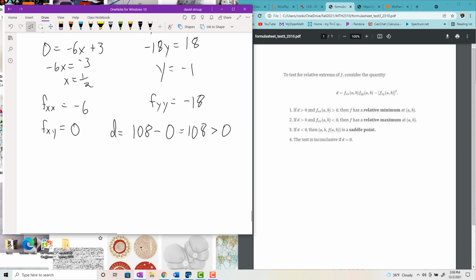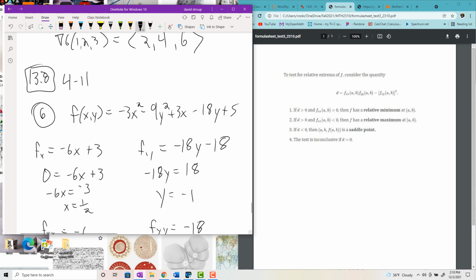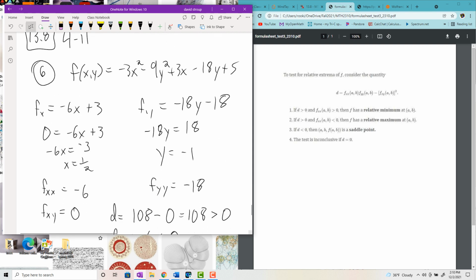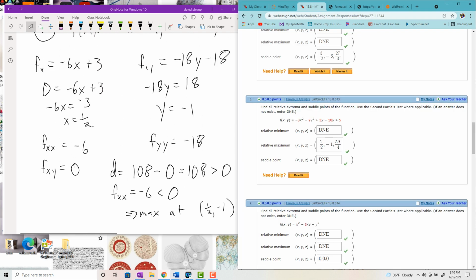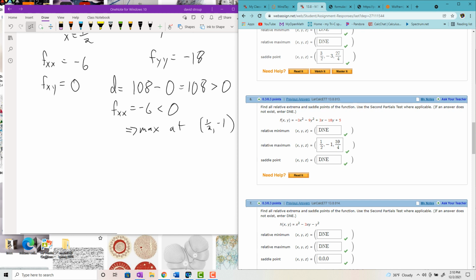It's then dependent on your fxx value, and our fxx value is negative, and I kind of think of that as a concave down situation, right? So you're going to have a maximum. So a max at the point 1/2, -1. Okay. If they want the max, then you just have to put that back in there. I'm good with that. I don't need you to put that into the function and evaluate it. That's a bit too much for me. But yeah, anyways, relative max at that point.